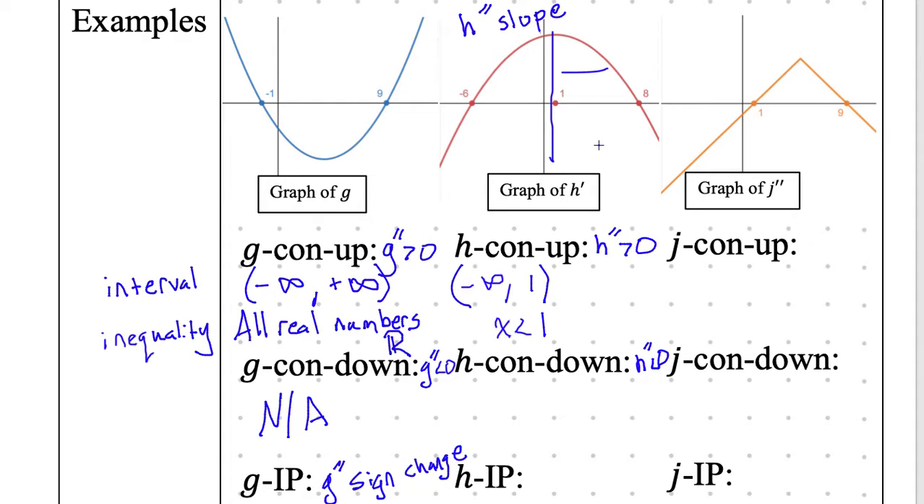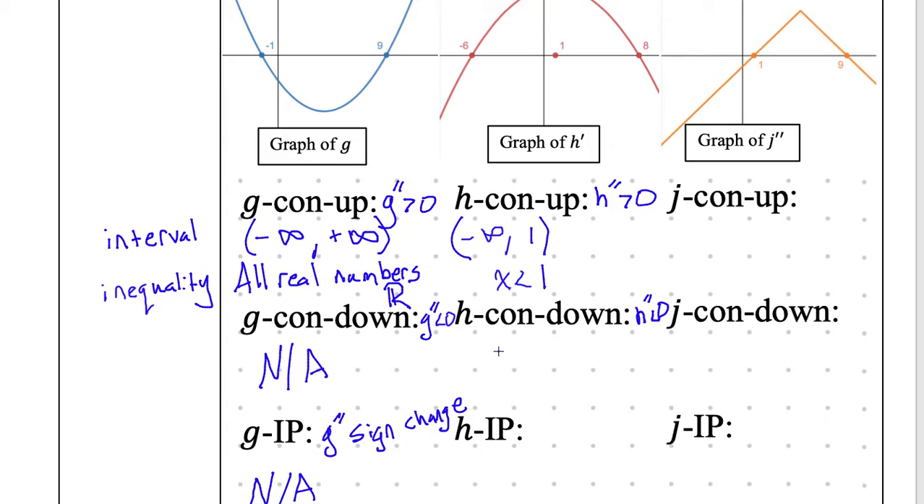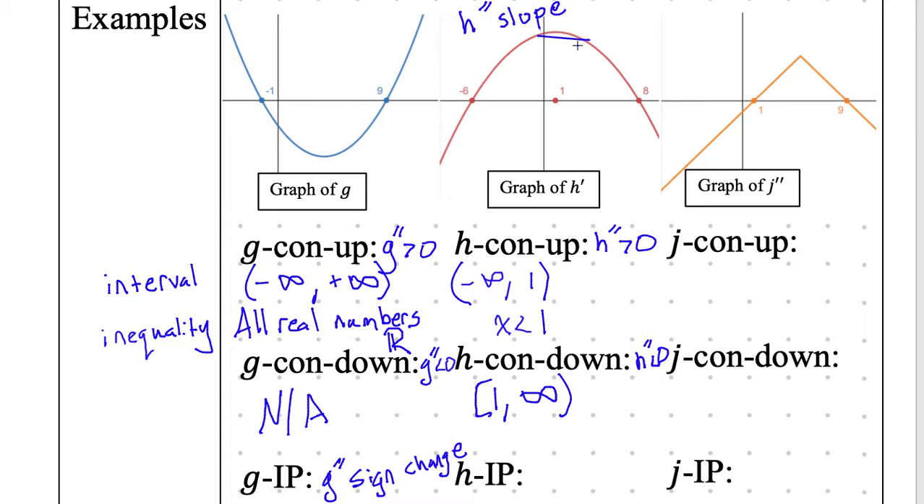1 to positive infinity. There it is. And Gio, should I include 1 or not include 1? You say at 1 I have a negative slope. This is a negative slope right here. So I can't include 1 then.